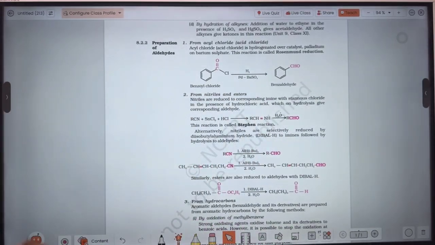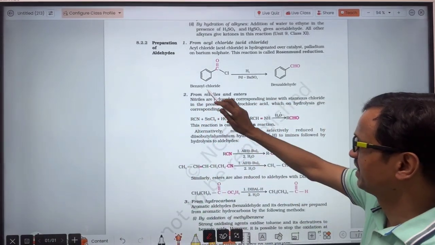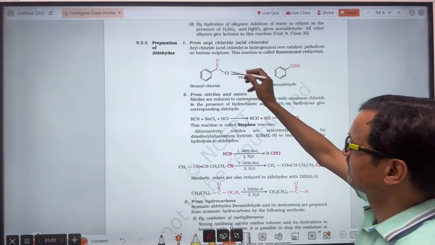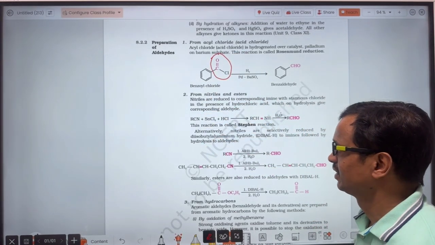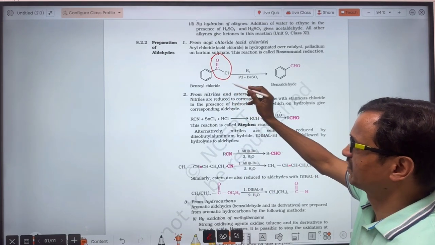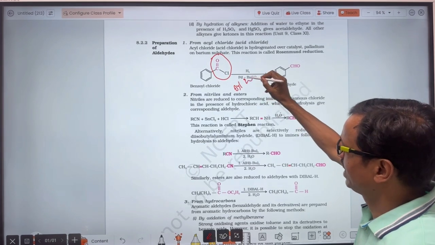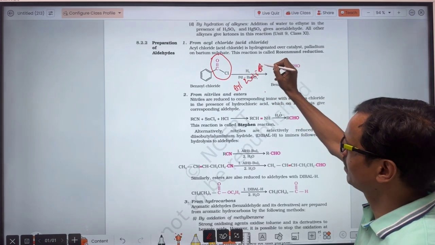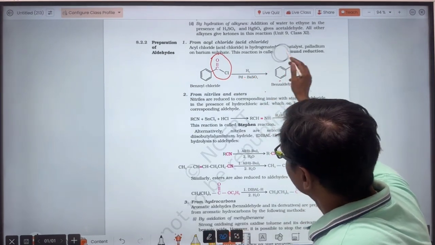First one is Rosenmund reduction. In the Rosenmund reaction, benzoyl chloride, which is an acyl halide. For this, the suffix we use is oyl halide. Here it is chlorine, so that's why chloride. What happened here? How is the reaction taking place?